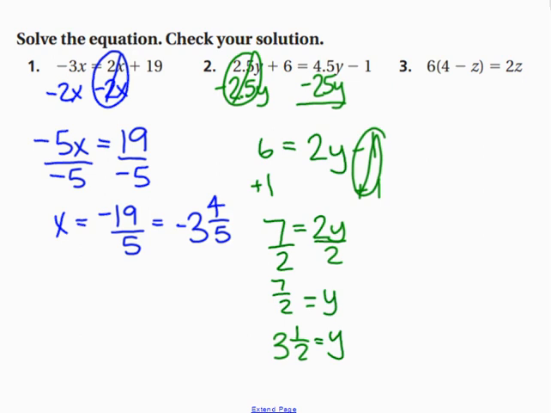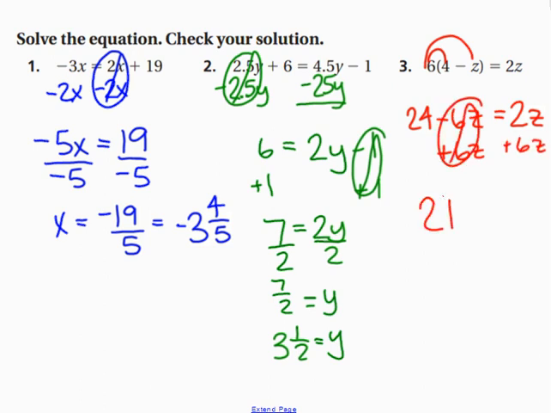All right, and third one, we need to distribute. This means 6 groups of 4 minus z. 6 groups of 4 is 24. 6 groups of negative z is negative 6z. And then that equals 2z. Okay, we want variables together first. So add 6z to both sides. So 24 equals 8z. And then when you divide both sides by 8, you get 3 equals z.